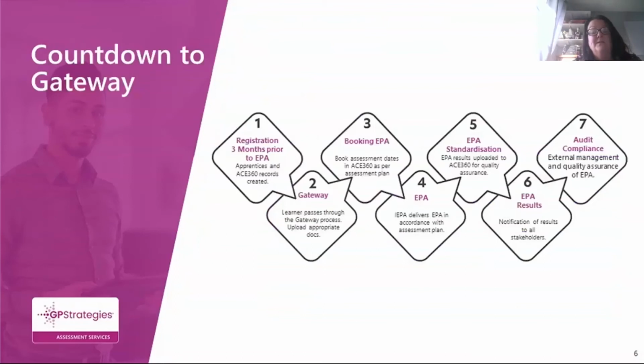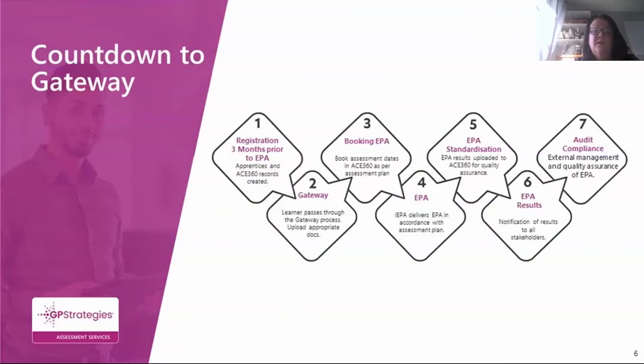We have countdown to gateway there, so we ask that apprentices are registered with ourselves as the EPAO at least 3 months prior to assessment. The system that we use is ACE 360, and that's our system for all registrations and all EPA activity.